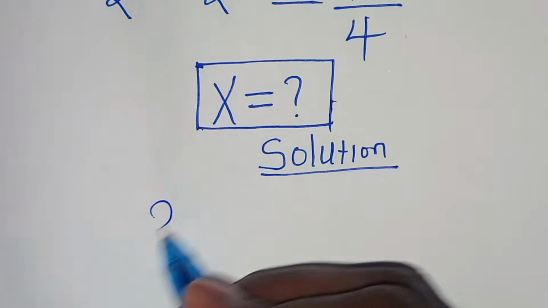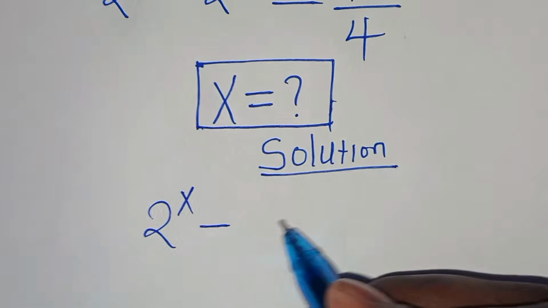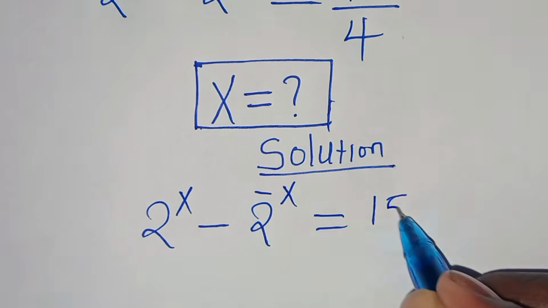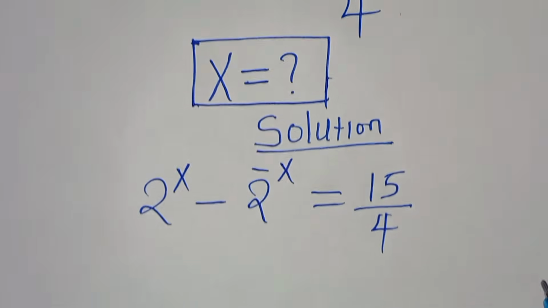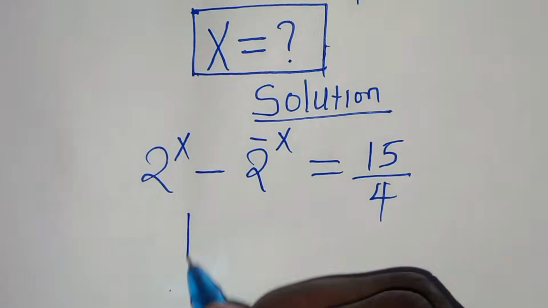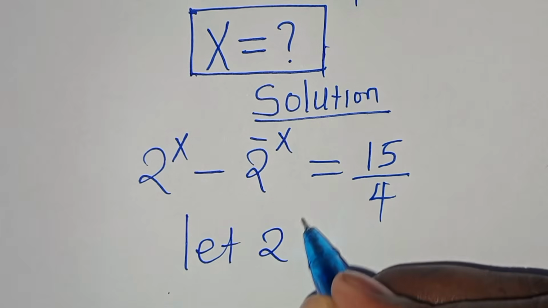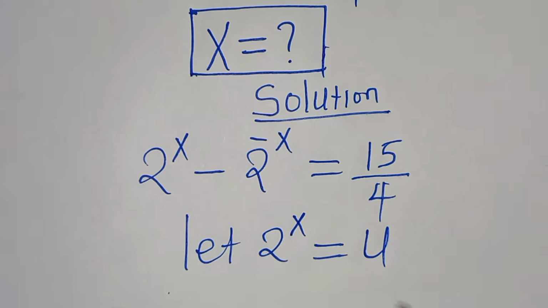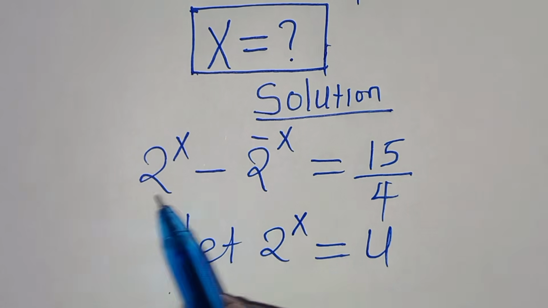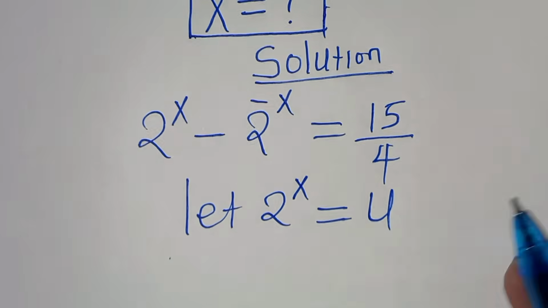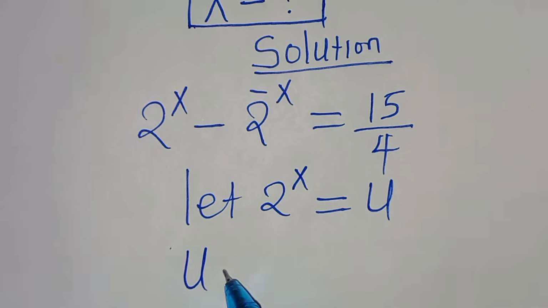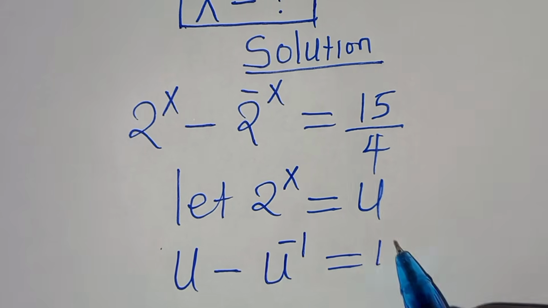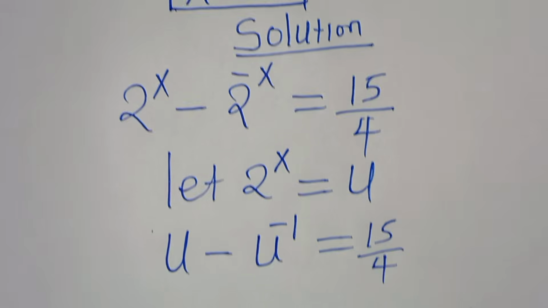We have 2 to the power of x minus 2 to the power of minus x, equal to 15 over 4. Now we can let 2 to the power of x be equal to u. Now let's solve this equation in terms of u, so that we have u minus u to the power of minus 1, equal to 15 over 4.